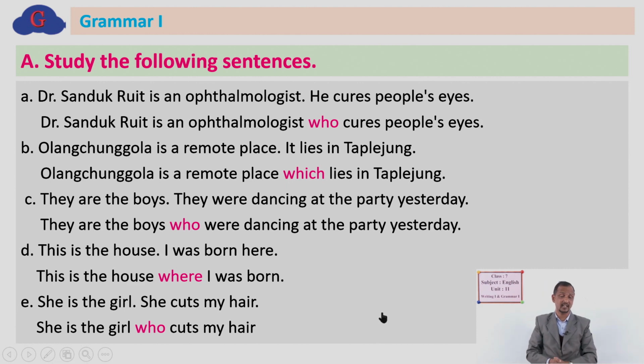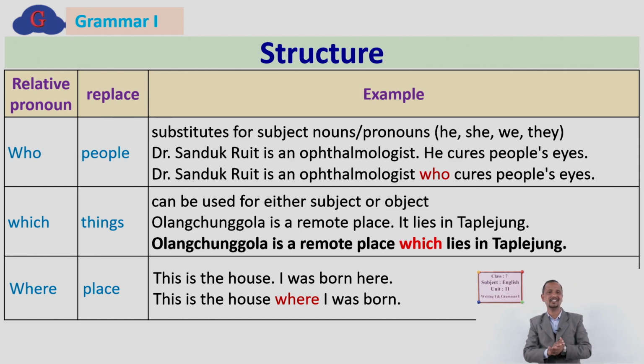So, dear students, can you find out how it is possible and what the relation is between the first sentence and the second sentence, and how we join them together? Can you tell me the structure? Yes, of course. Thank you very much. Very good. Now, dear students, let's see the structure: relative pronouns. In your book, you can see that with who, which, where, we join two sentences into one. What is the structure? See here.